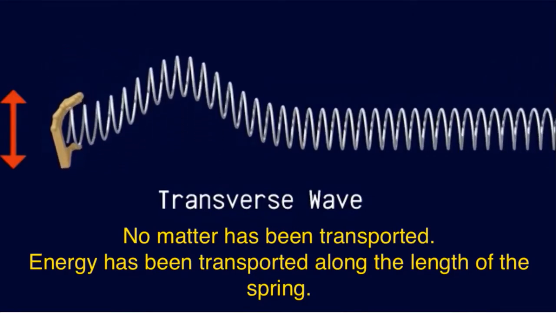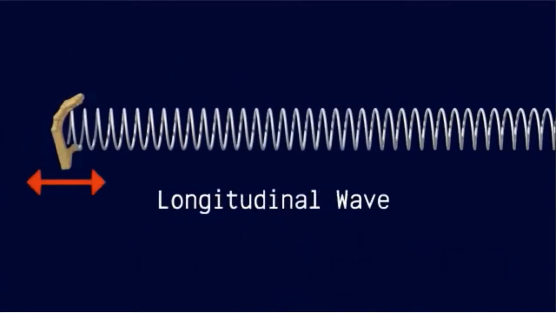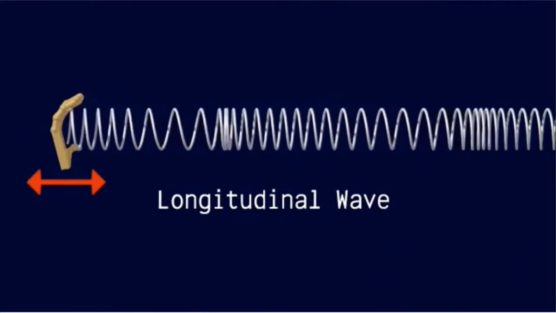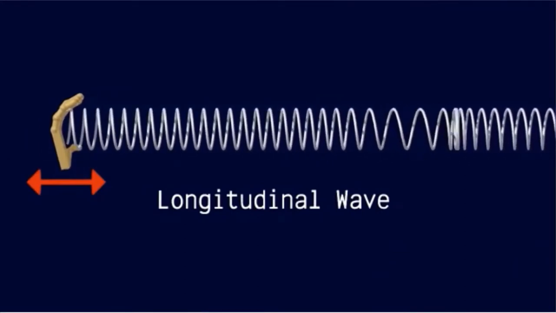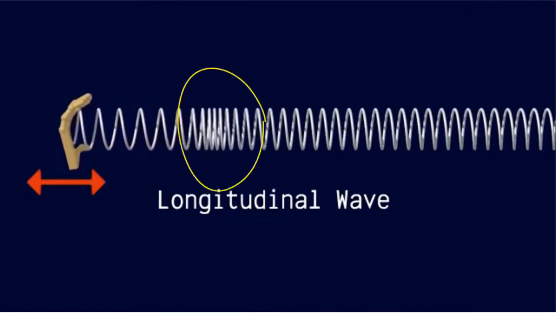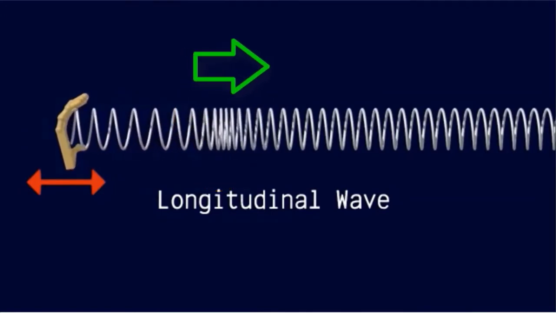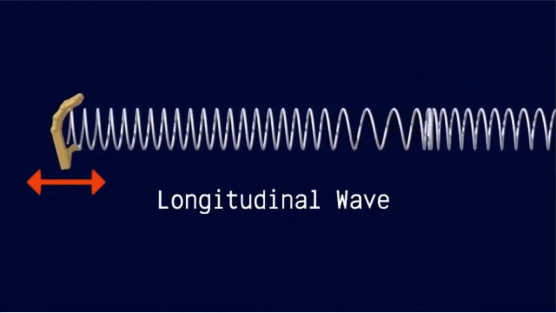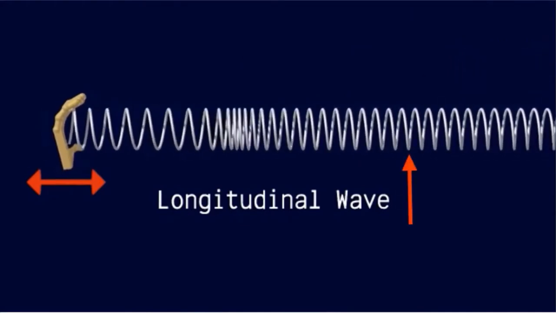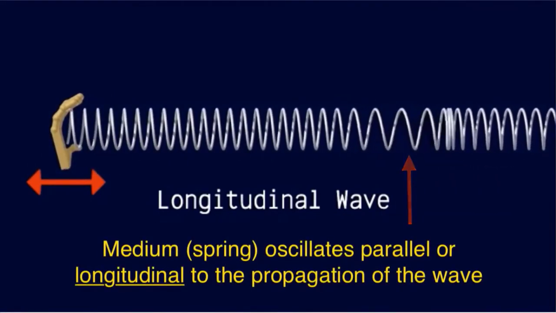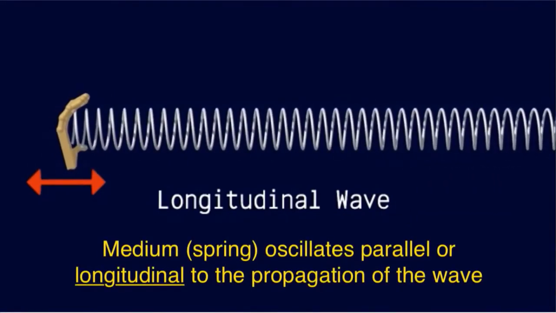Hey, you can create another type of mechanical wave with a slinky. Look at this. Here, a single pulse is generated by displacing one end right and left. Notice that the left pulse causes a compression of the spring, which travels from left to right. Notice that any particular coil in the slinky goes right and left. The medium, the spring, oscillates parallel to the direction of propagation of the wave.